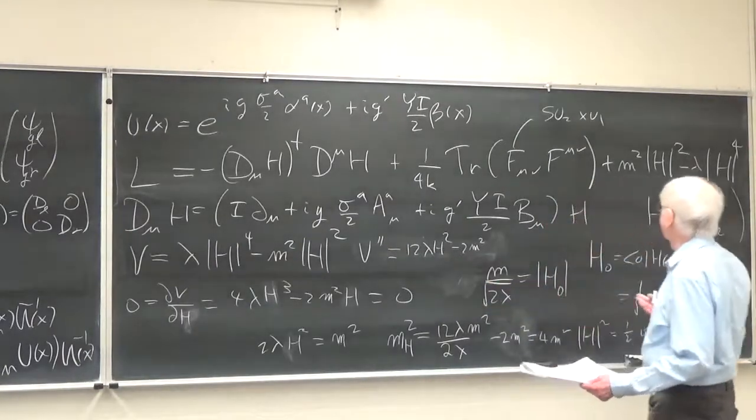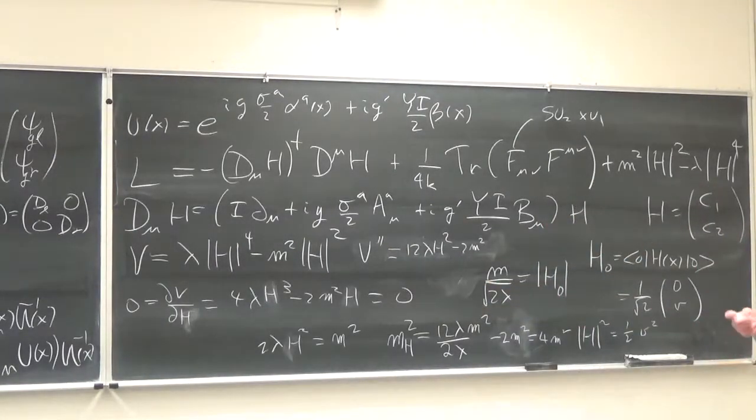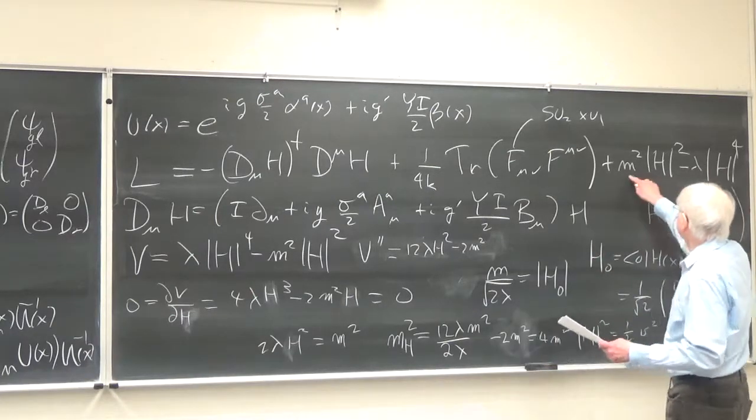From that, in general, the second derivative of the action or the energy with respect to the value of the field gives you the mass of the field. And when you do that with respect to H, you get the mass of the Higgs in terms of these parameters m and lambda.